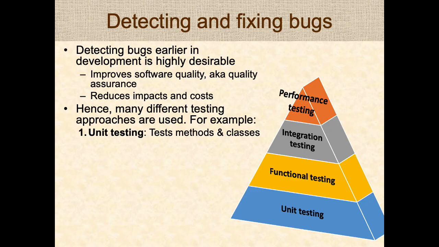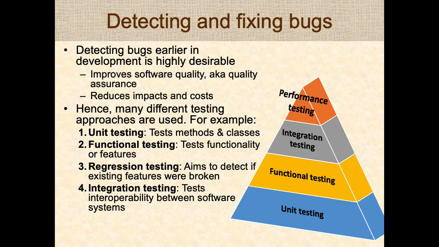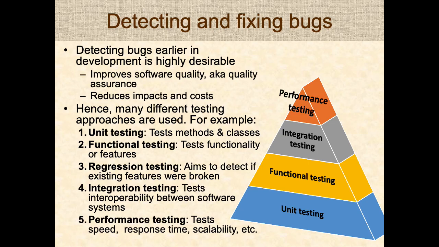For example, unit testing is to use test methods and classes as they are developed. Functional testing tests functionality or features and can typically involve multiple classes. Regression testing aims to detect if existing features were broken. That means you already had a set of features, and as you add functionality, you don't want to break existing features. Integration testing tests interoperability between software systems that we are coupling to build a larger system. And performance testing tests the speed and response times of software and tests scalability of systems as well.